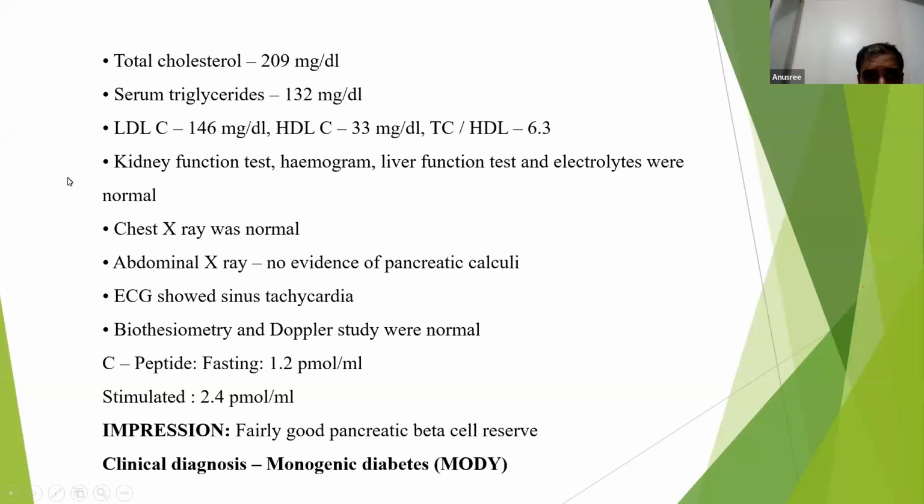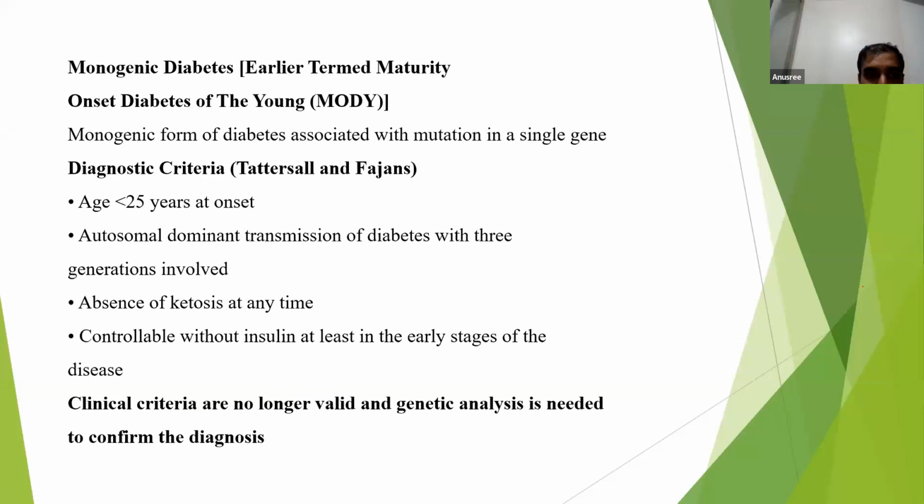And all examinations were normal. Once our other investigations are done, the C-peptide values will show that it is normal, that is, fairly good pancreatic cell reserve. And this is how monogenic diabetes or MODY occurs. The diagnostic criteria are age less than 25 and autosomal dominant transmission, that is, one side of our family members of three generations will be involved. There will be no ketosis, and this patient will benefit with OHAs at least in the early period of her disease. And this criteria is not relevant now because genetic analysis is recommended now.